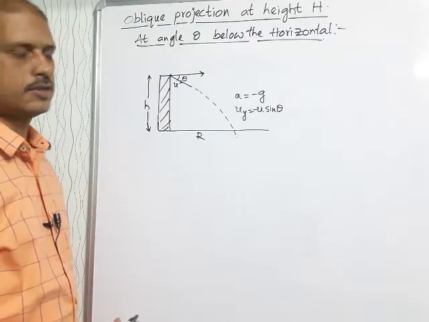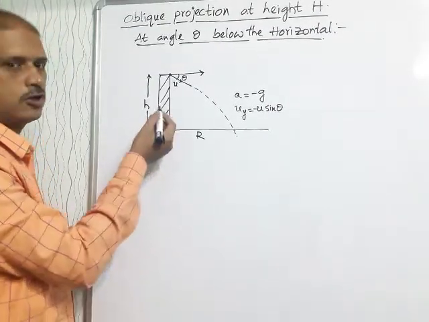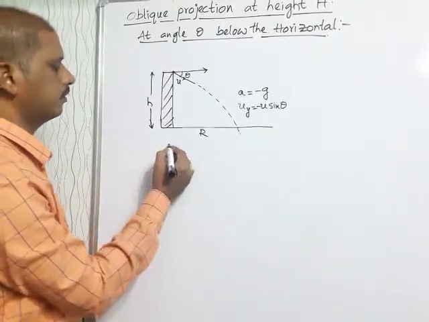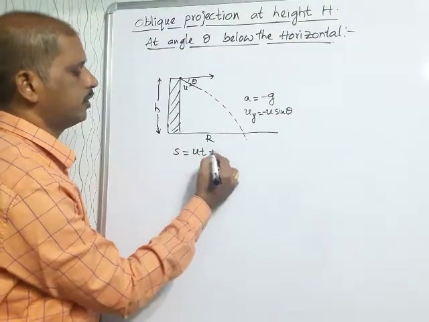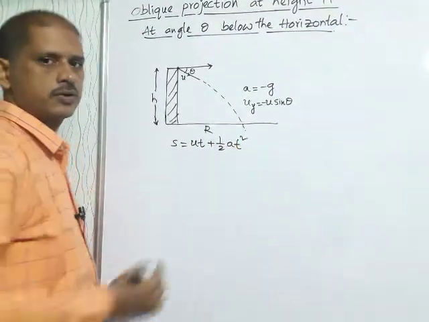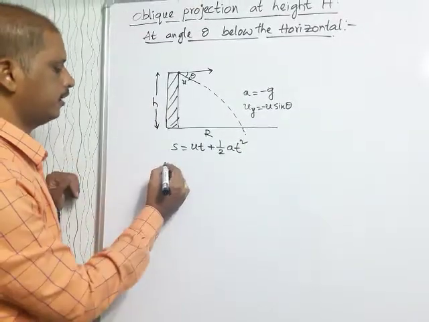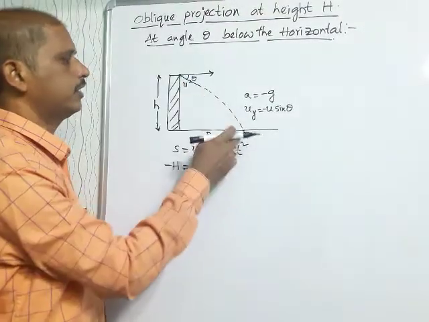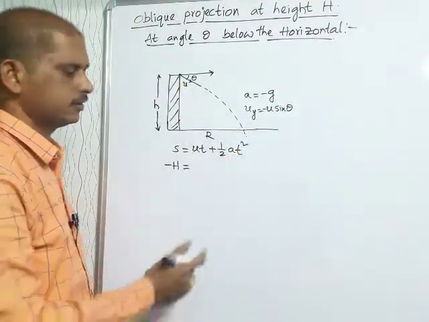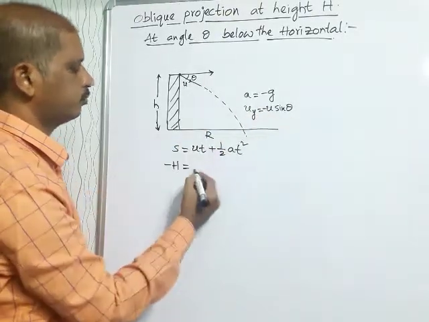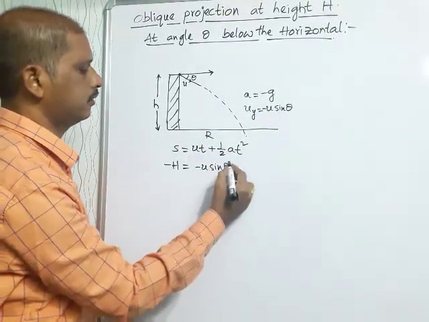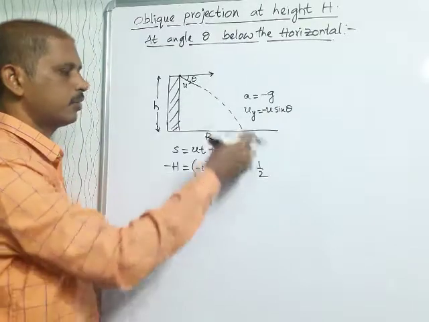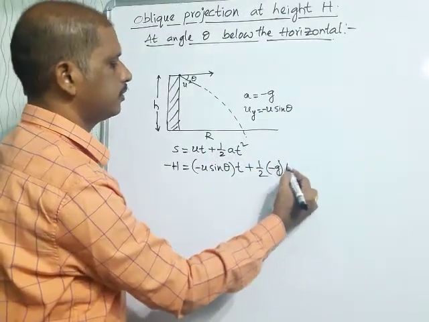And for the time period t, we can find out that here h is also below that. So again we can consider minus h. Substitute the values in s is equal to ut plus half at square. So s, nothing but height, is minus h, equal to uy. In the vertical direction the body is coming down, so the u component is minus u sine theta into t, plus half into the acceleration, which is also coming down, so minus g into t square.